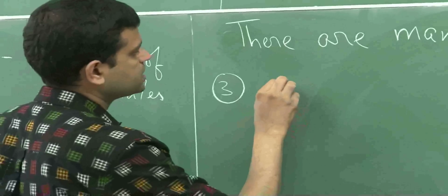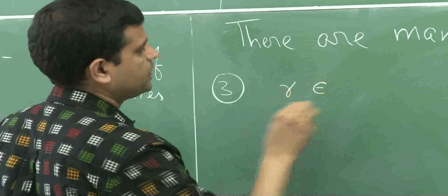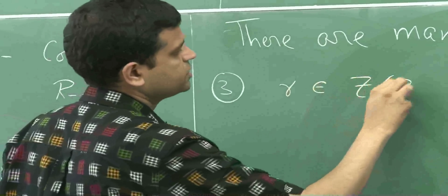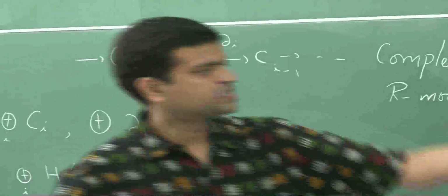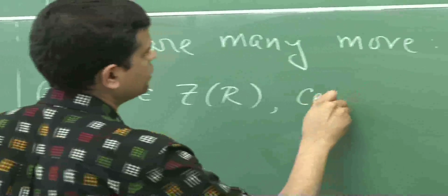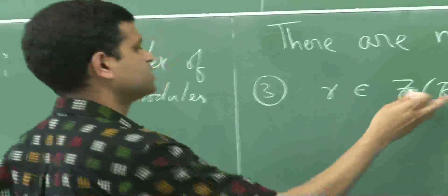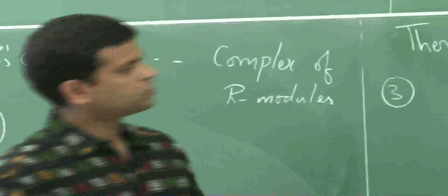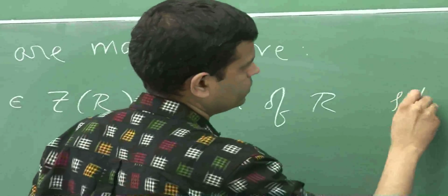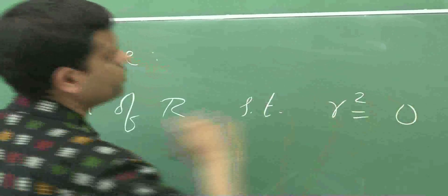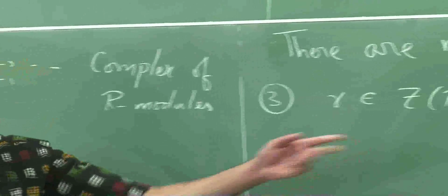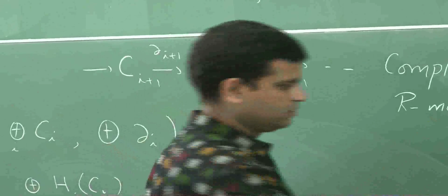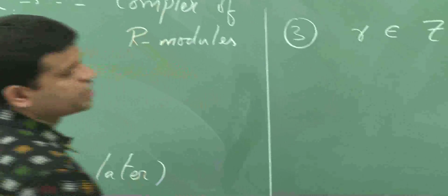Suppose R is a ring, and S in the center of the ring. So this is the center of R. I'm not assuming R is commutative for the moment, but if it's commutative, then this is just the whole ring. So take any element in the center which is square 0. So take a nilpotent element of index 2 in the center of the ring R.